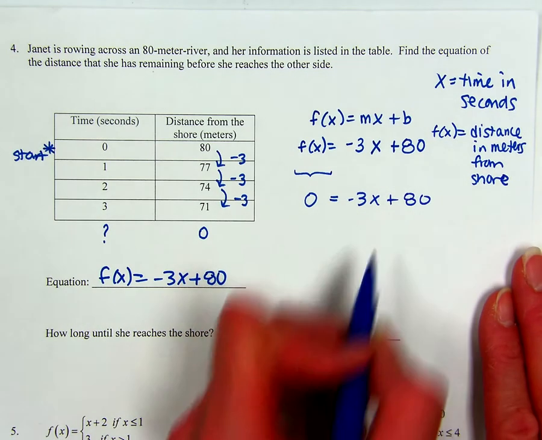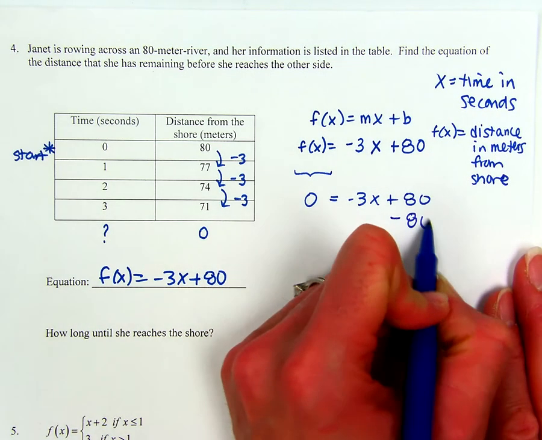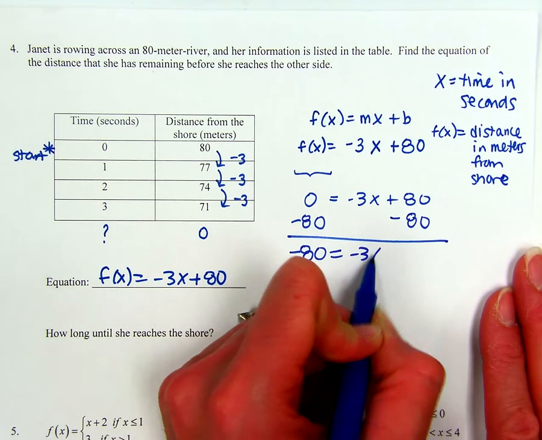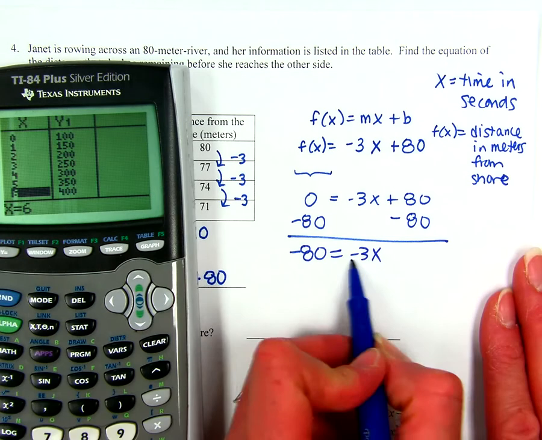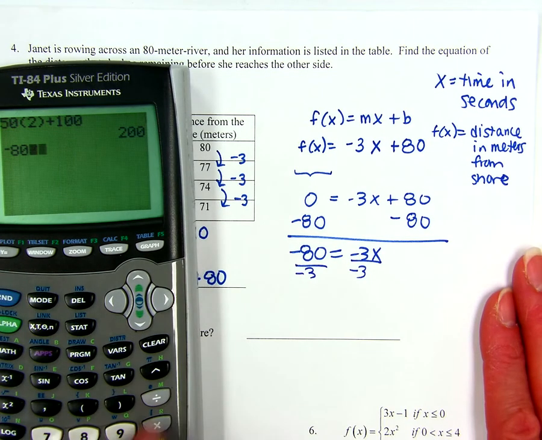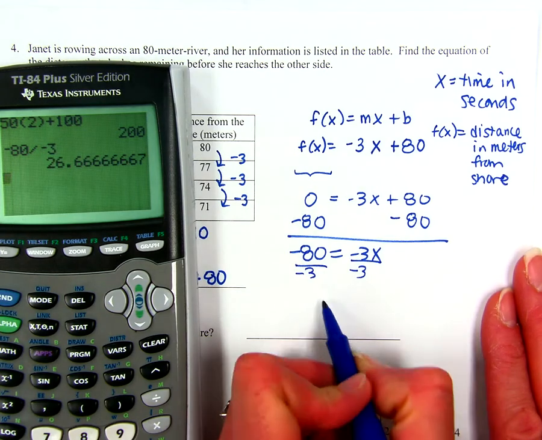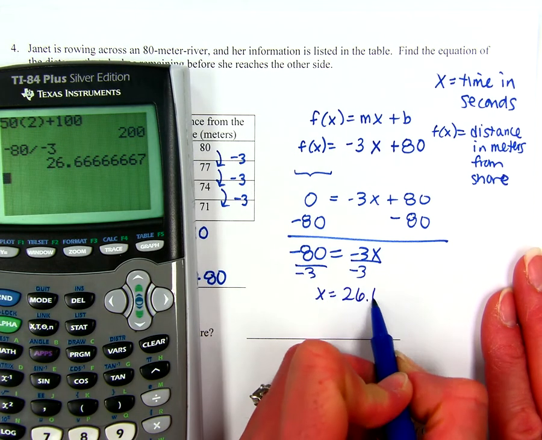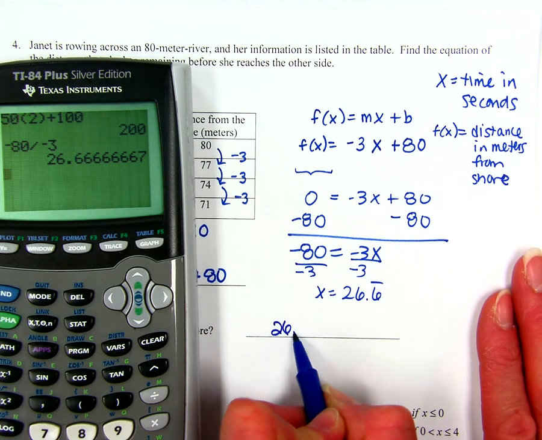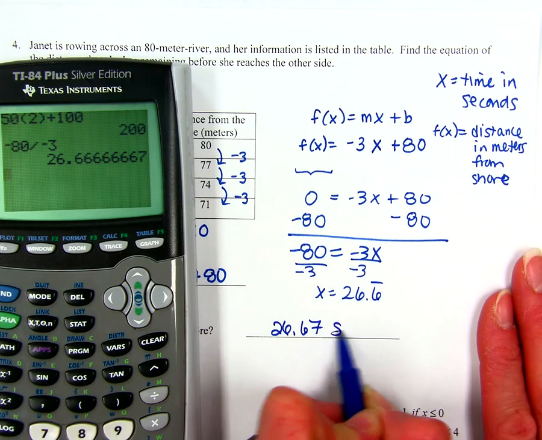Okay, so 0 equals negative 3x plus 80. So I want to subtract 80 from both sides. I get negative 80 equals negative 3x. Then I need to divide both sides by negative 3, and I get x to equal 26.6 repeating. So we'll say 26.67 seconds.